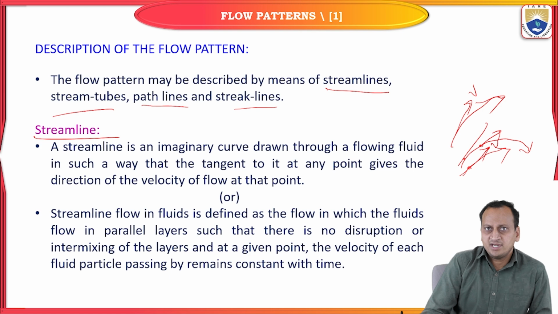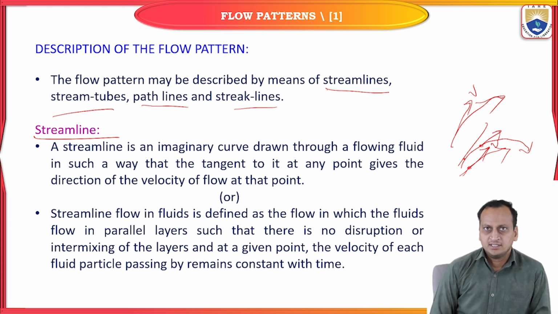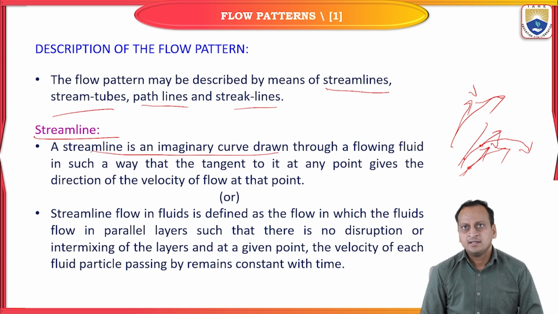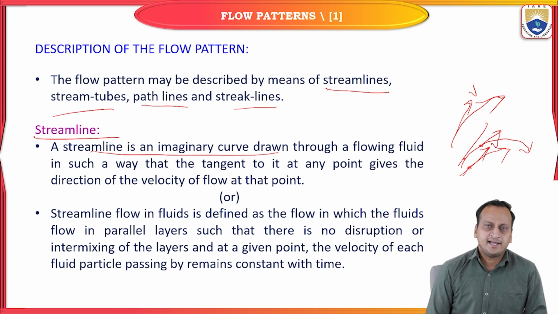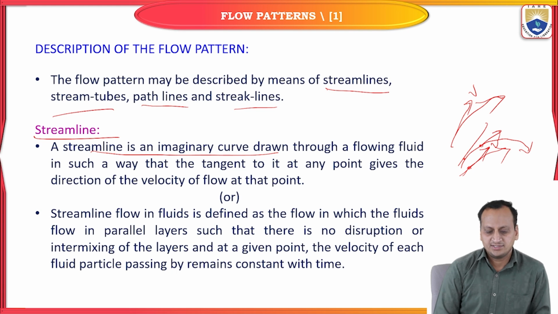That's why they say it is an imaginary curve or imaginary line drawn through a flowing fluid in such a way that the tangent to it at any point gives the direction of velocity of flow at that point. Therefore, the streamline is an imaginary line, a curved line, and the tangent to that imaginary curved line at any point gives the direction of velocity.